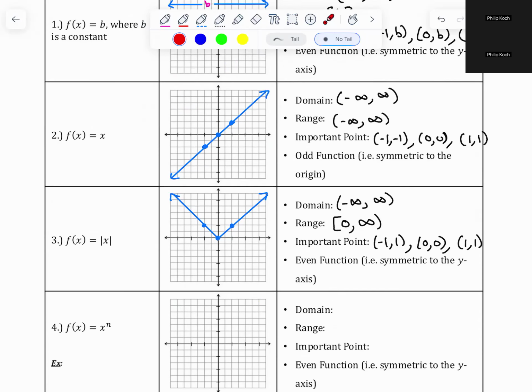For number 2, well, it goes from -infinity to +infinity. So all the y values are in the range.